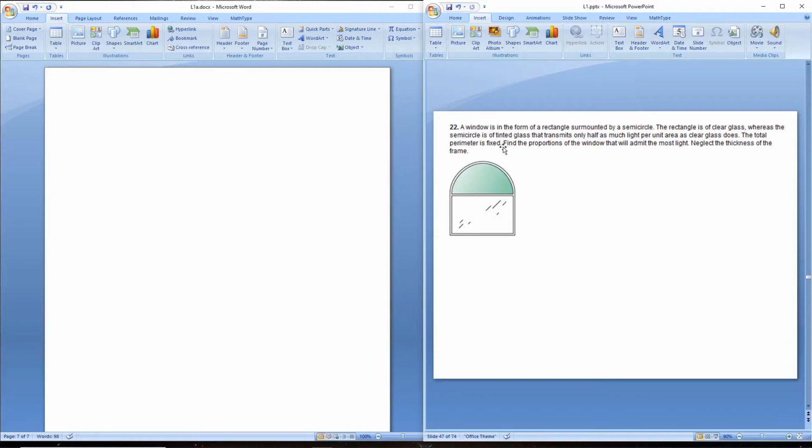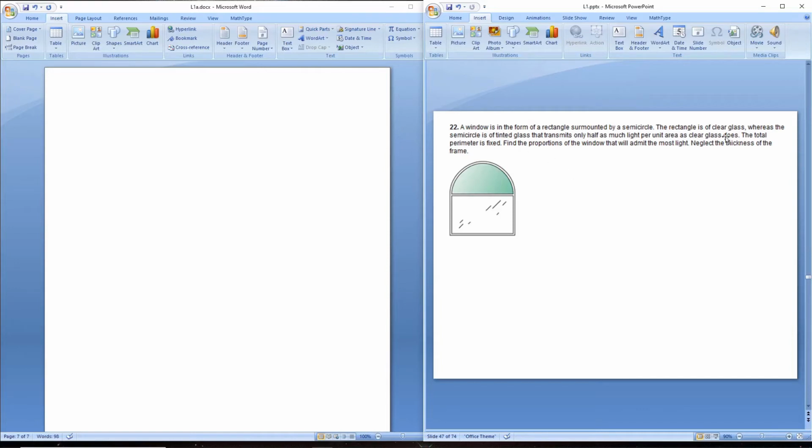This one's pretty cool. Got a window. The top is stained glass, tinted glass. Bottom is clear. And it's telling us the window has a rectangular bottom here, a semicircle on the top. The rectangle is of clear glass, whereas the semicircle is tinted glass. And the tinted glass only transmits half the light as the clear glass. So more light comes through the clear glass, cut in half by the tinted.